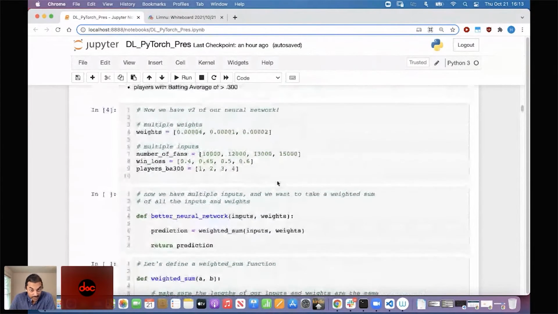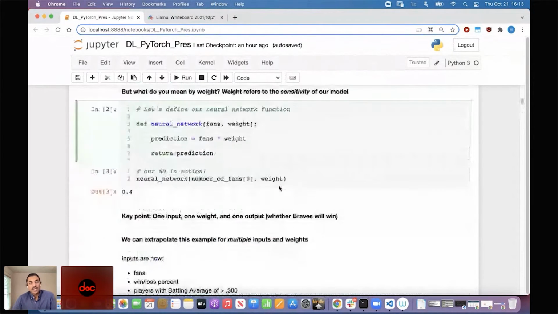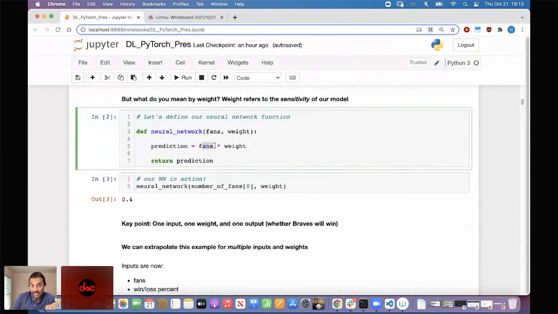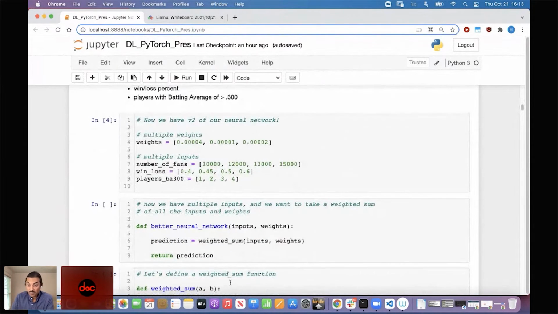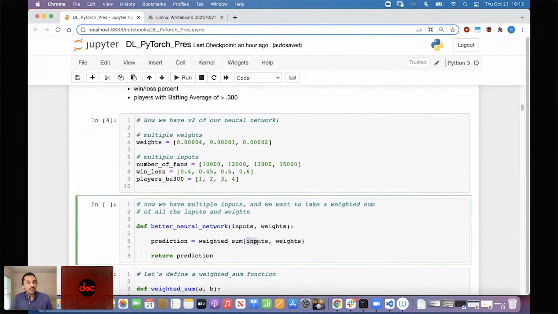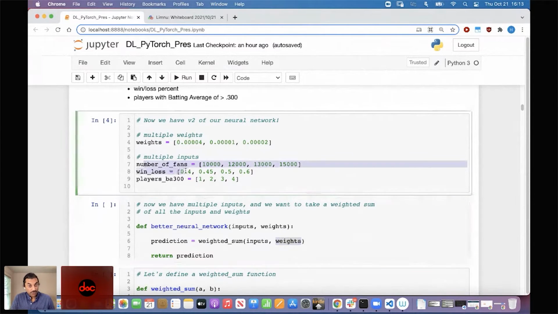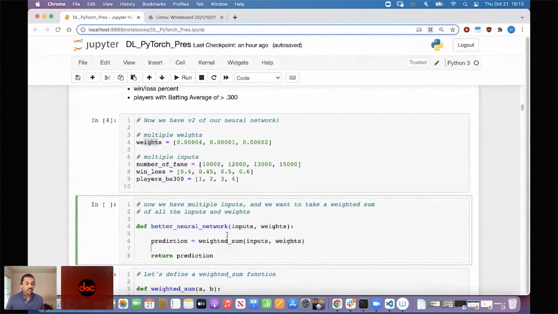Similar to what we did upstairs, to calculate this prediction I have an input, fans, and I have a weight. We can do something very similar here. The only thing that's changing is the number of inputs and the number of weights. Here we have 3 inputs and also 3 different weights. What we want to do is calculate a weighted sum of all those inputs.